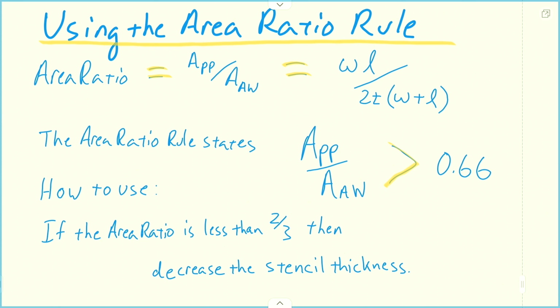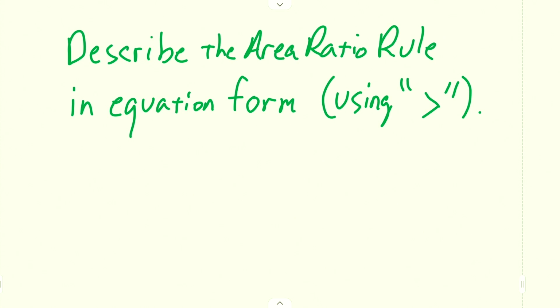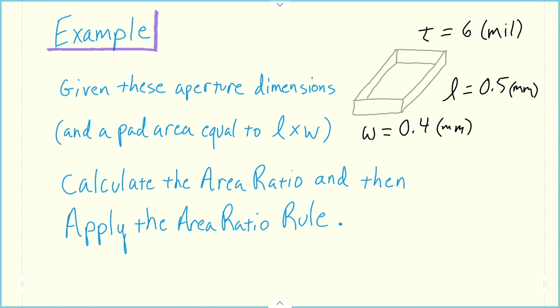Okay, now that we know the ratio and the rule, how do we use it? If the area ratio is less than 2/3, then you should seriously consider decreasing the stencil thickness. Time to meet another objective. Describe the area ratio rule in equation form. So let's give it a try.